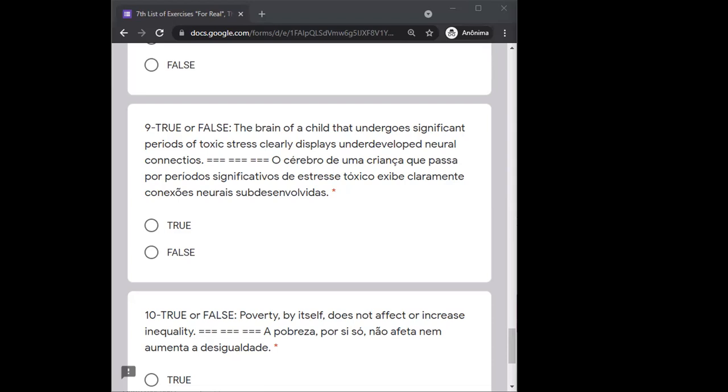All right, 100% of you got it right, this one. Yeah, this is true. Let me just explain to you guys that this is not talking about poisoning. We are not talking about toxic chemicals. We are talking about toxic stress.